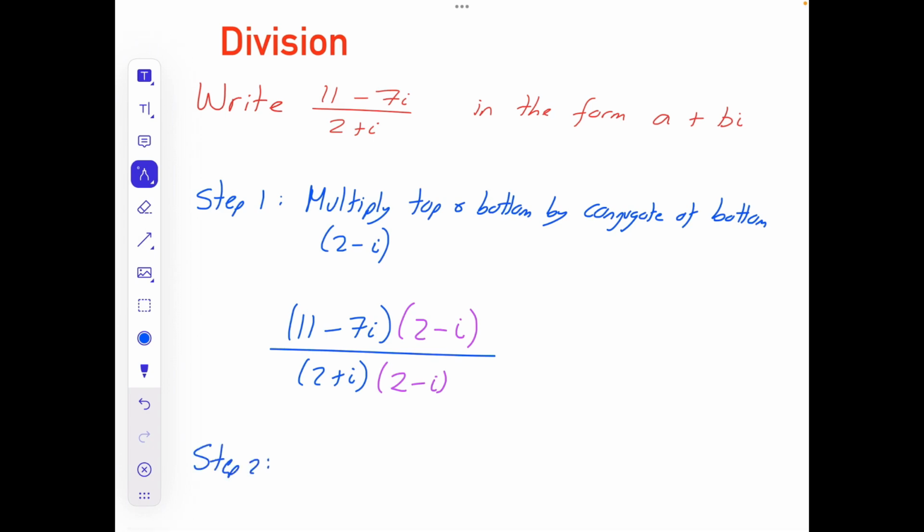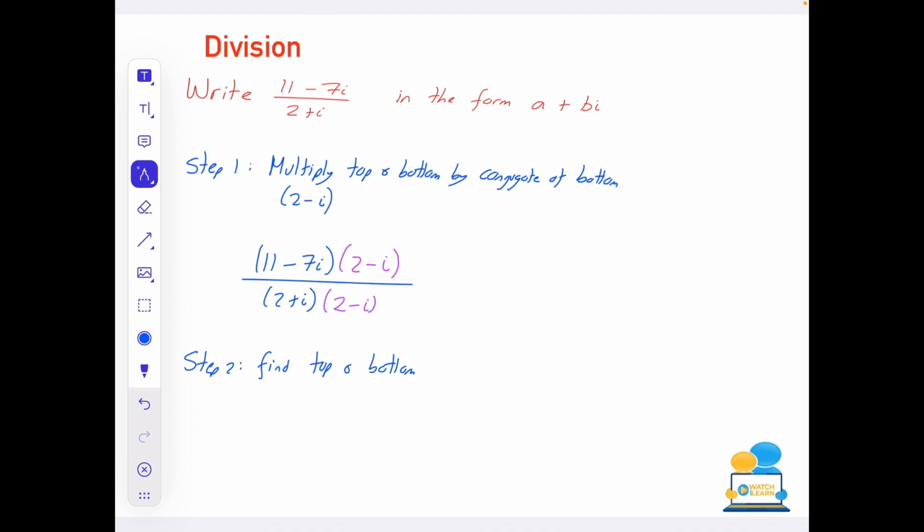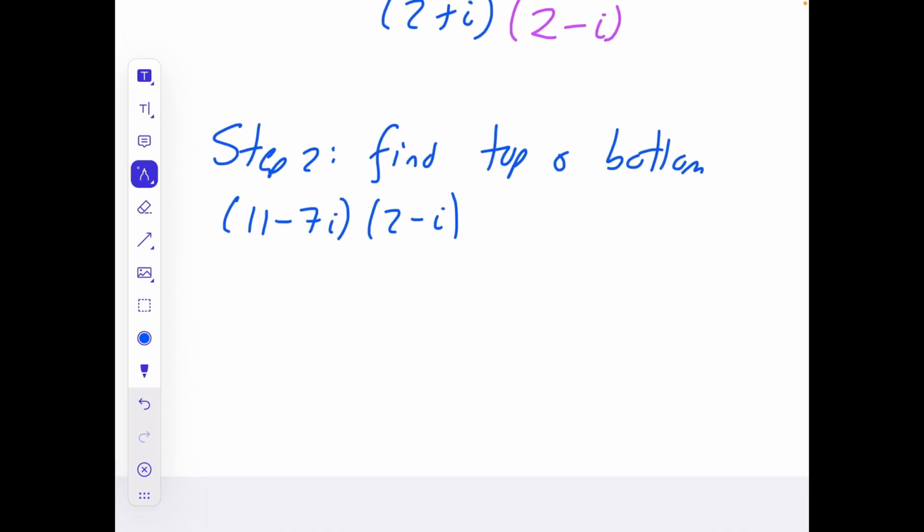Okay, step 2 then. Now obviously in your exam you don't need to write out these steps, but if it helps you, it's no harm if it keeps your question nice and structured. So step 2 then, we're going to find the top and the bottom. We're going to do this separately. So over here I'm going to do 11 minus 7i multiplied by 2 minus i. So I'm just going to work out what the top is.